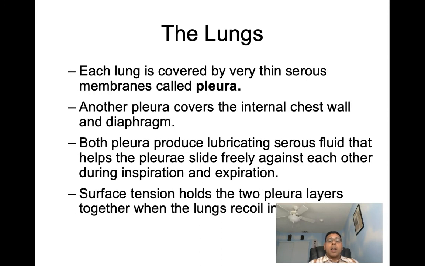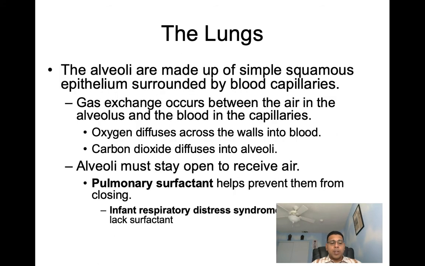Next, each lung is going to be covered by a very thin serous membrane called pleura. Another pleura covers the internal chest wall and the diaphragm. Both pleura produce lubricating serous fluid that helps the pleura slide freely against each other during inspiration and expiration. Surface tension holds the two pleural layers together when the lungs recoil in expiration.